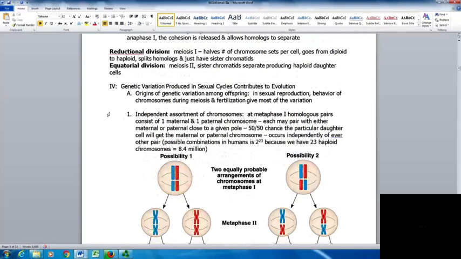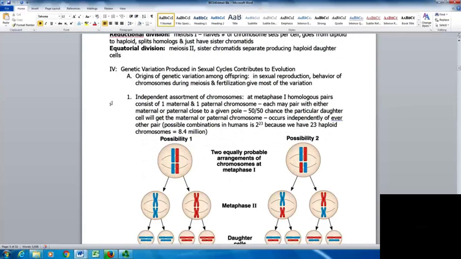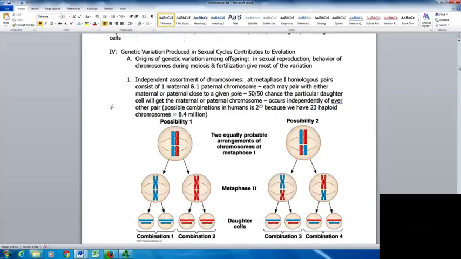So one of the important things about sexual reproduction is the increase in genetic variation among the offspring. The behavior of the chromosomes during meiosis and fertilization are going to give most of the variation. So we have the independent assortment of chromosomes. During metaphase 1, the homolog pairs are going to consist of one maternal and one paternal chromosome. So each may pair with either a maternal or paternal close to a given pole.